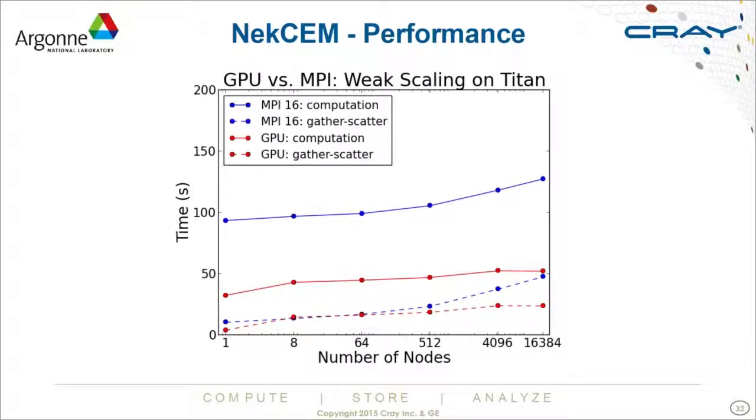And you don't have that as much with our communication on the GPU because we have 1/16 the number of MPI ranks, because we have 1 rank per node as opposed to 16 ranks per node. And also that CPU rank isn't doing much. It's all the GPU.